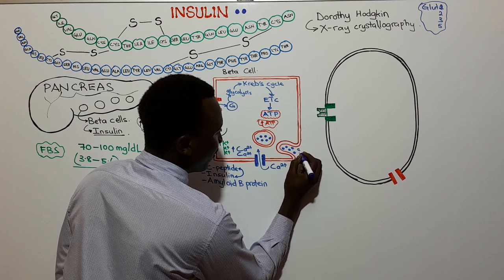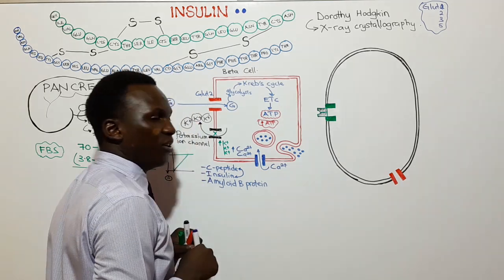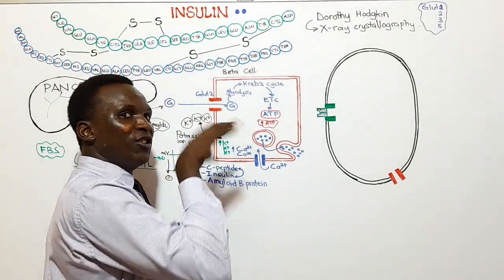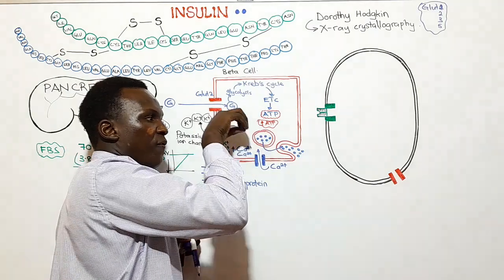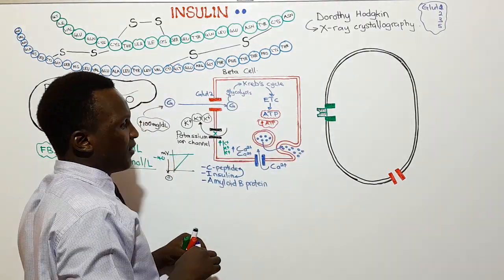This is now the insulin. This insulin is already in the bloodstream. The insulin goes into the bloodstream. The vesicle fuses with the plasma membrane, and the insulin goes into the blood circulation, just like that.